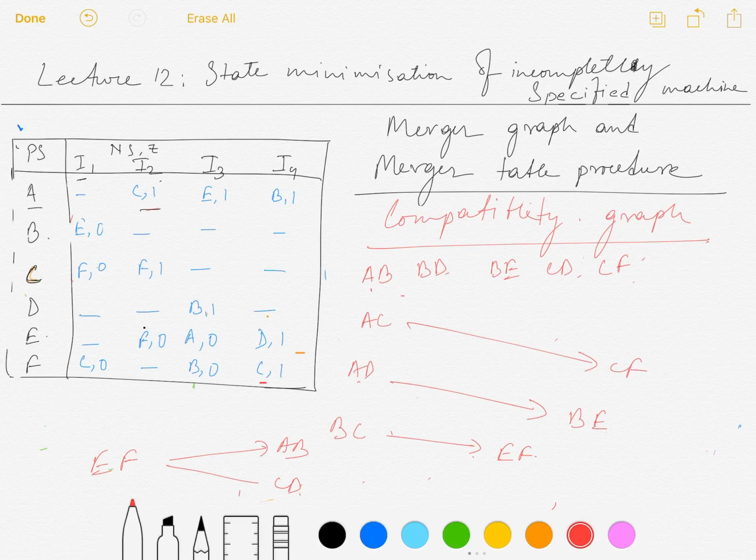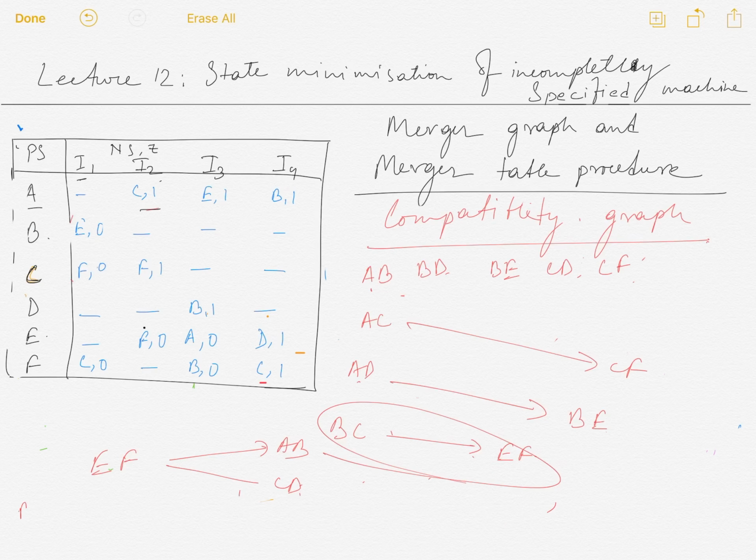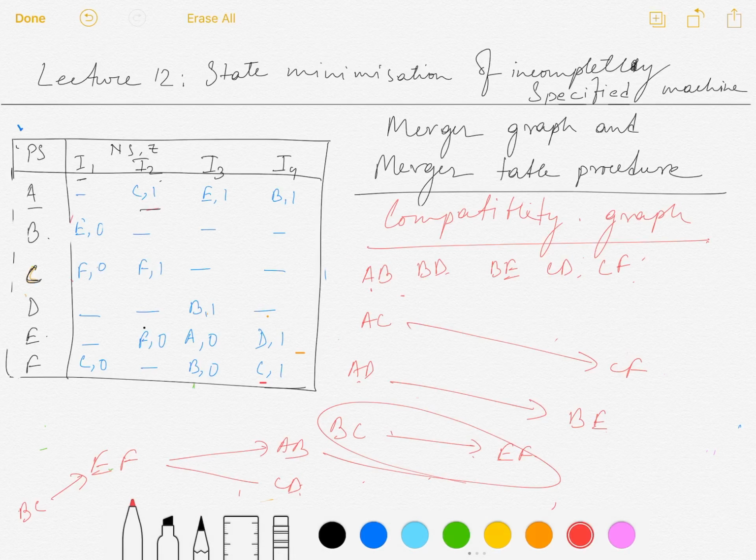Now, look at this, for EF to AB and CD. Now, is there any connection possible from EF? Yes, to EF there is a connectivity possible. So, let us connect this one, that means BC to EF, and delete this one. We have connected this. Now, is any further connectivity possible? I think no. This one is AC, AD and CF, BE. So, further connection is not possible.